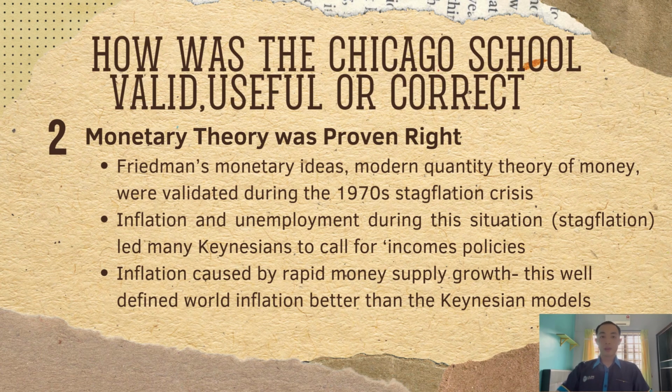sidelined. Secondly, the Chicago School's monetary theory, especially Milton Friedman's work, proved highly accurate during the 1970s. At the time, economies faced stagflation, rising inflation and unemployment, which traditional Keynesian models failed to explain. Friedman argued that inflation is always and everywhere a monetary phenomenon caused by excessive growth in the money supply. This view became widely accepted when policy efforts based on Keynesian income policies failed, and monetary restraints eventually helped bring inflation under control. Friedman's modern quantity theory of money fundamentally reshaped how economists and policymakers think about inflation.